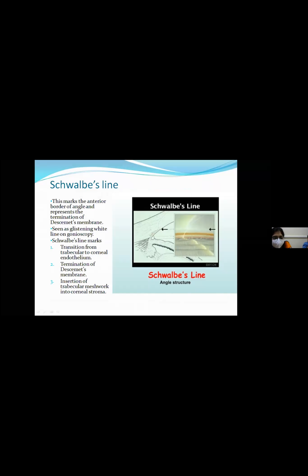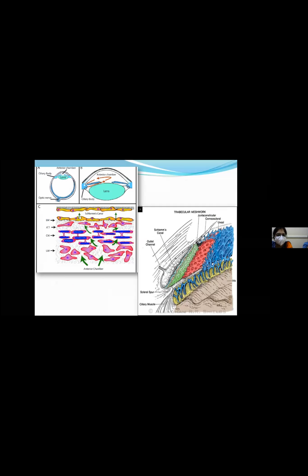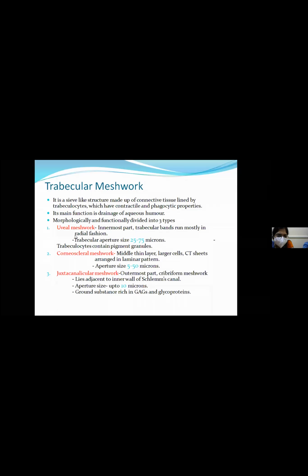The trabecular meshwork is a sieve-like structure made up of connective tissue lined by trabecular cells which have contractile and phagocytic properties. Morphologically and functionally, it is divided into 3 layers. The innermost being the uveal meshwork, the middle one being the corneoscleral meshwork, and the outer one being the juxtacanalicular meshwork. The uveal meshwork is the innermost part. Trabecular bands run in a radial fashion. The aperture size is 25 to 75 microns, larger apertures.